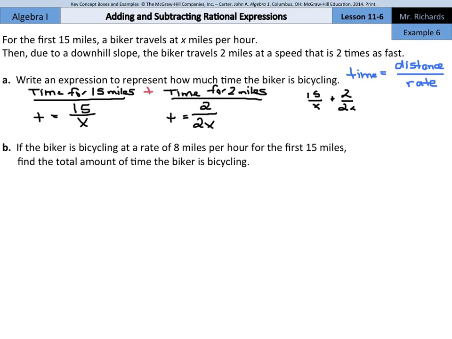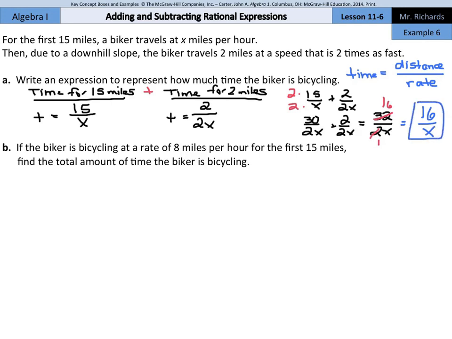And now we want to write a simplified expression with this. And so we have a denominator of x and a denominator of 2x. So if I multiply by 2 on top and bottom here, I can get common denominators. So we would have 30 over 2x plus 2 over 2x. And adding those up, that would be 32 over 2x. And if we divide top and bottom both by 2, that's 16 and 1, which gets us our simplified expression of 16 over x.